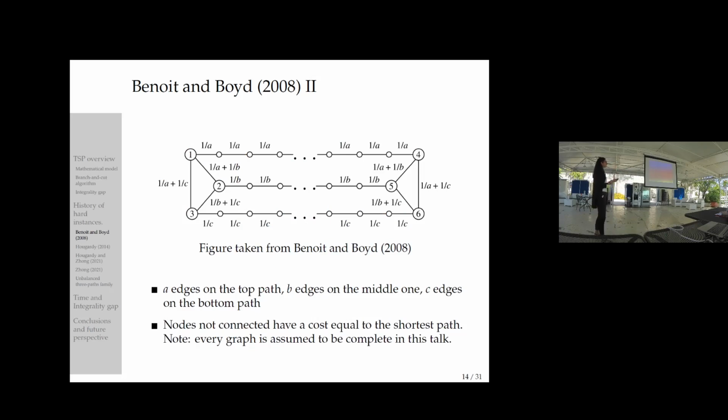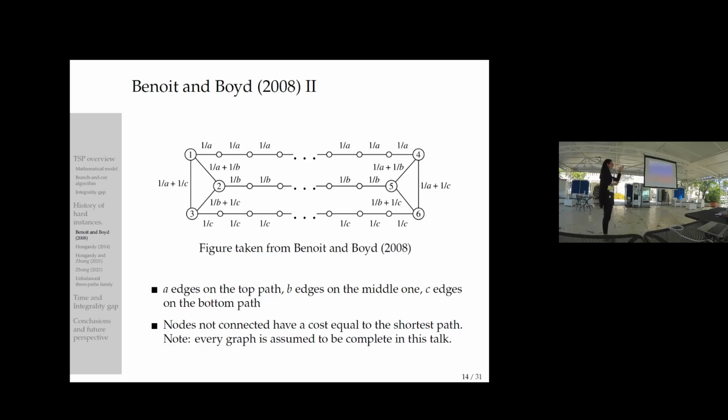And you define these three-path, two-triangles family. So you have on the top part A edges, and each edge costs 1 on A. On the second part you have B edges, and each edge costs 1 on B. On the third part you have C edges, and each edge costs 1 on C. And the edges of the triangles are the weighted sum of the costs of the path they connect.